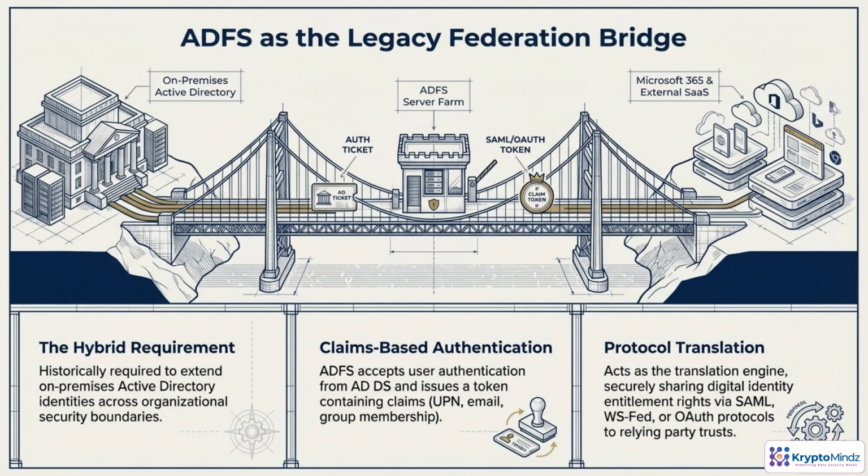ADFS sits on top of that and acts as a federation bridge between your on-premises Active Directory and cloud services like Microsoft 365 or external SaaS apps. It satisfies the hybrid requirement. Users still authenticate with AD, but their identities must securely cross organizational and cloud boundaries without creating separate accounts everywhere. To achieve this, ADFS uses claims-based authentication. After AD validates the user, ADFS issues a signed token containing claims such as UPN, email, and group membership. It also performs protocol translation, converting that internal identity into SAML, WS-Fed, or OAuth tokens that cloud applications understand, and then enforcing access based on those claims.